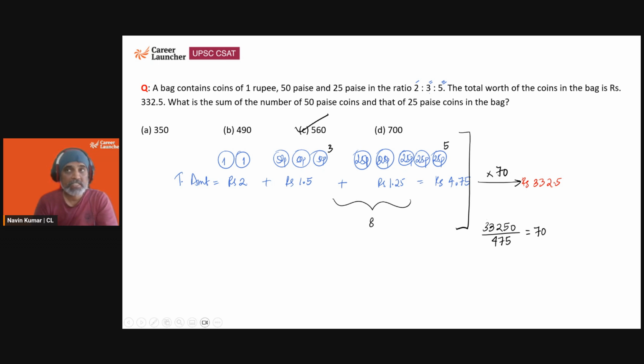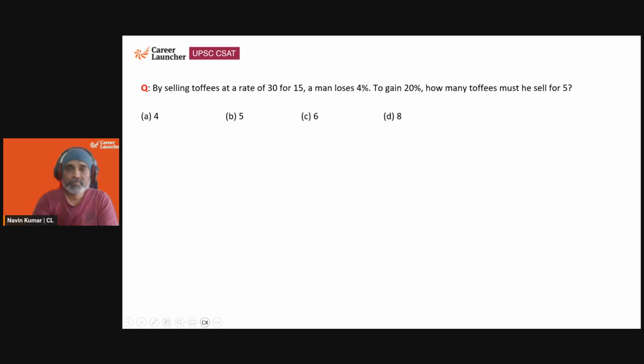So you can see that we did not write an equation because we did not have variables. That's a good way to approach questions based on ratios: you can assume those values that are given, and it helps us solve questions faster. Let's look at another problem.